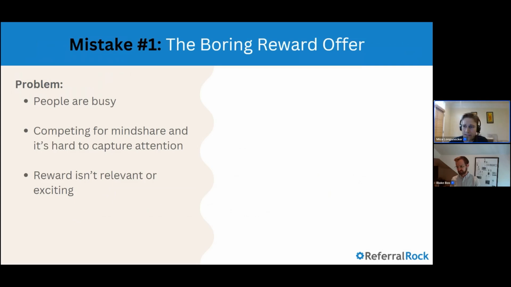So getting into the mistakes, the first mistake we see is what we call the boring reward offer. As you're probably aware, people are busy. They're already distracted with their lives. They spend very little time, if any, thinking about your business. And that's why we need to create rewards that are exciting and that stand out. You're competing for mind share across everything else that someone could be doing. And so one of the biggest issues is just offering a boring reward offer that people don't care about.